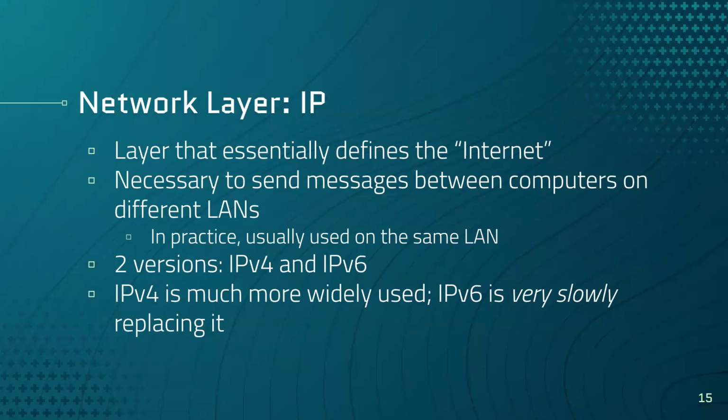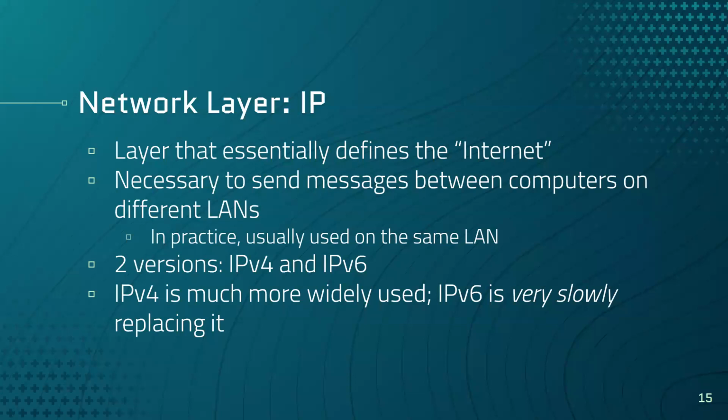Yeah, sure. So this is the layer we talked about earlier called IP, the Internet Protocol. And this is the layer that essentially defines the Internet, as you might guess from the name. It's necessary to send messages between computers on different local area networks. In theory, you could technically just use layer 2 Ethernet and Wi-Fi to send messages to each other, but no one does this because it would be really inconvenient to switch between not using the internet protocol and using the internet protocol, depending on whether you're talking over the same local network or you're talking to someone on the other side of the world.